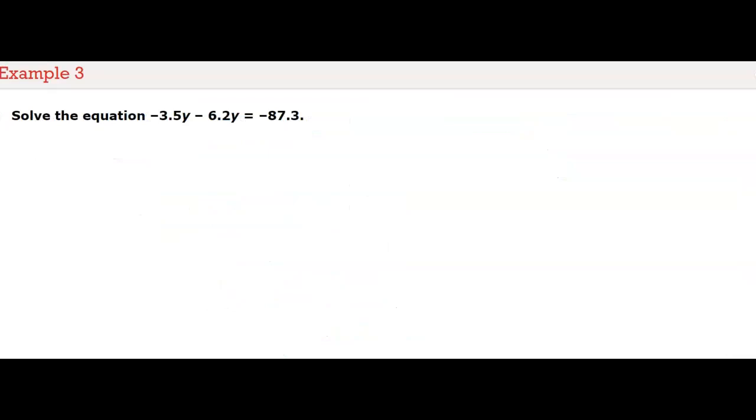Solve the equation: negative 3 and 5/10 times y minus 6 and 2/10 times y equals negative 87 and 3/10.